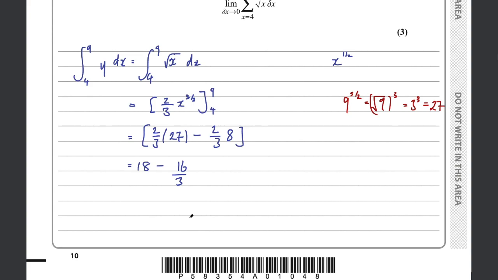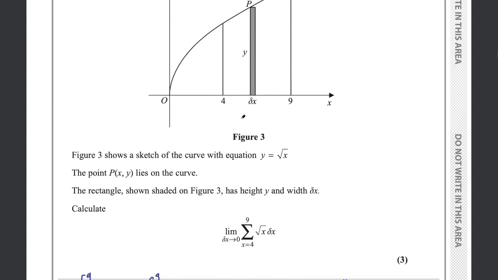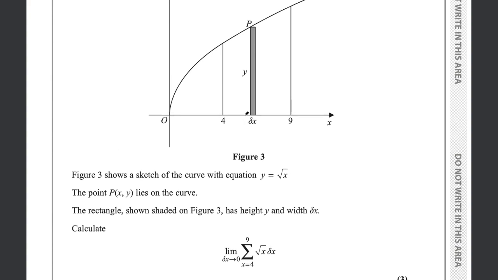And then 18 take 16 on 3. That would be the same as saying 5 and a third. So 18 take 5 is 13. So we'd end up with 12 and 2/3. Okay, so that would be my final answer there for question 5 for 3 marks.